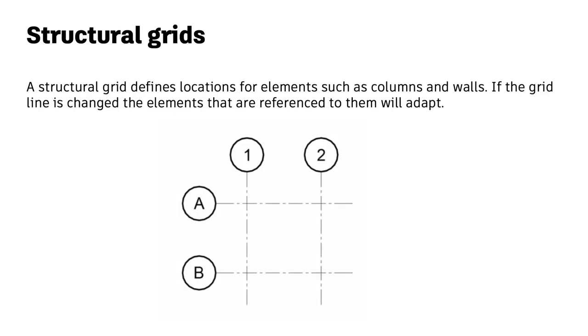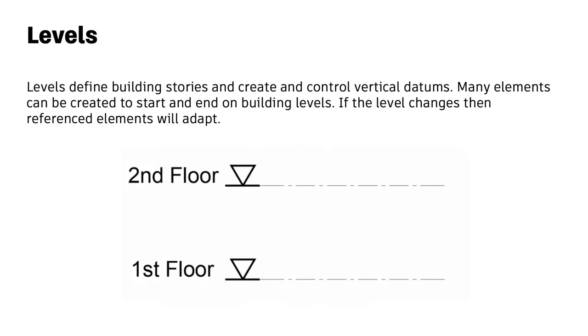A structural grid defines locations for elements such as columns and walls. If the grid line is changed, the elements that are referenced to them would also adapt. Levels define building stories and create and control vertical datums. Many elements can be created to start and end on building levels. If the level changes, then referenced elements would also adapt.